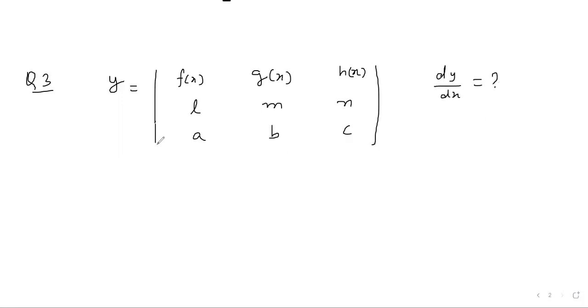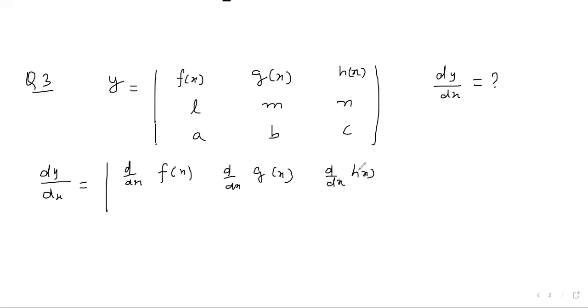In order to differentiate a determinant, we have to put dy by dx in one row, then plus dy by dx in the second row, then dy by dx in the third. That is dy by dx equals d upon dx of f(x), d upon dx of g(x), d upon dx of h(x), leaving the other two rows intact: L, M, N, A, B, C. Then we write plus. Now we differentiate the second row.